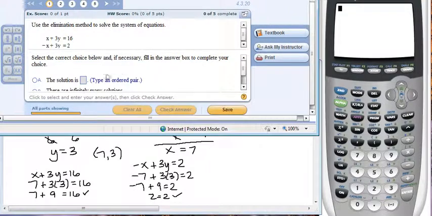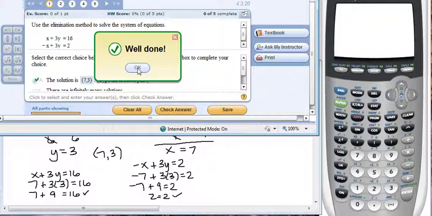You're supposed to type an ordered pair in here. So we'll just click on this, and we'll do 7 and a 3. And check our answer. Well done.